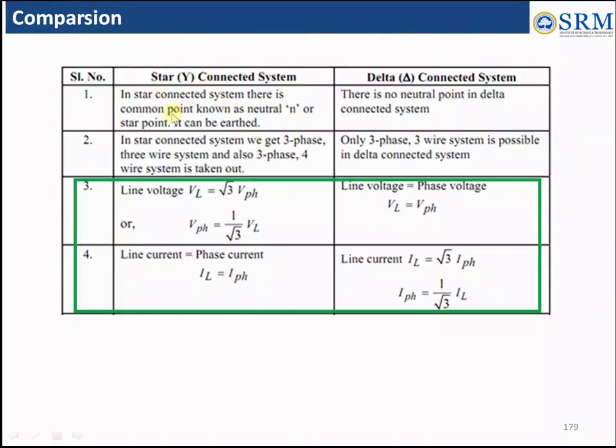Now we will compare these two systems. In a star connected system, there is a common point called the neutral or star point. It can be earthed, but in delta connection there is no neutral point. In a star connected system, we can have a three phase, three wire system and also a three phase, four wire system. But in delta connection, only a three phase, three wire system is possible. In star, the line current is equal to phase current, but in delta, the line voltage is equal to the phase voltage. In star, the line voltage is root 3 times the phase voltage. Similarly, in delta, the line current is root 3 times the phase current.